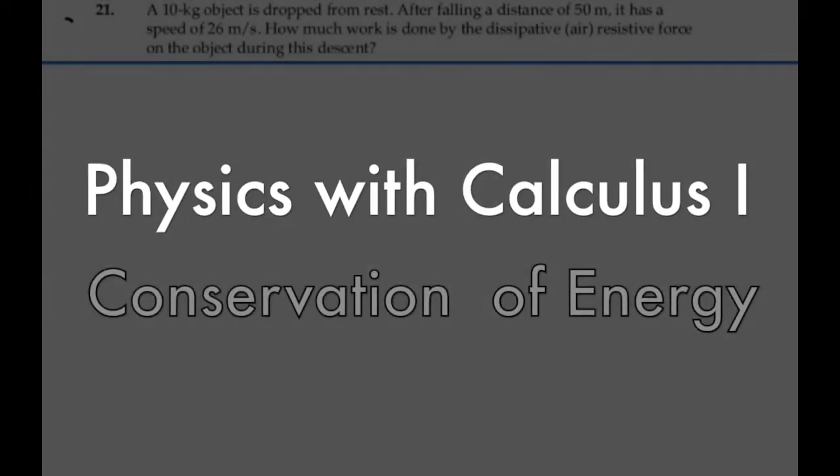Here's problem 8.21. A 10 kilogram object is dropped from rest. After falling a distance of 50 meters, it has a speed of 26 meters per second. How much work is done by the dissipative air resistive force on the object during this descent?